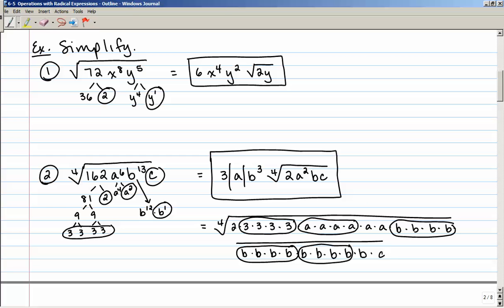This b has no buddies. This c has no buddies. So underneath the radical, I have left a 2, an a squared, a b, and a c. 2a squared bc. So you can do it either way. It's just a real pain if you have to do something like writing out 13 b's.